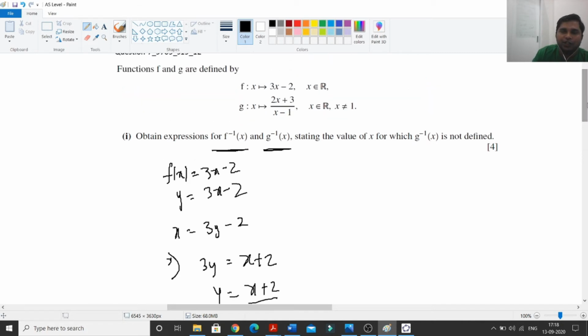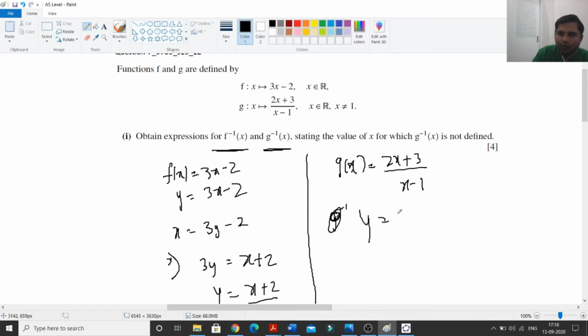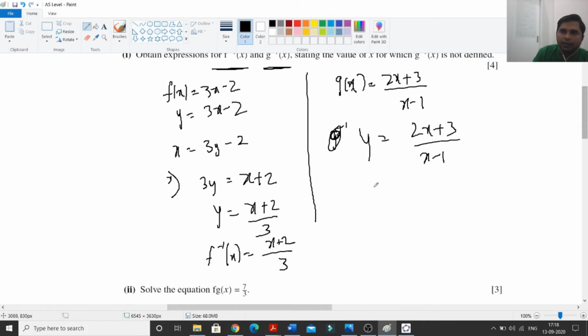Now we will find out g inverse x. So g(x) is (2x plus 3) divided by (x minus 1). To find g inverse x, we'll replace g(x) with y. So y is equal to (2x plus 3) divided by (x minus 1). And then interchange y with x and x with y. So x is equal to (2y plus 3) divided by (y minus 1), because we are interchanging y with x and x with y.